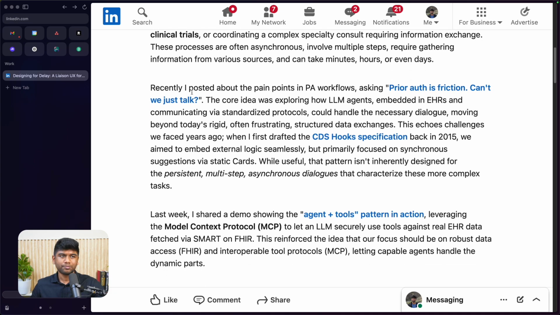Yeah. So recently, I talked about the pain points in prior auth workflows, asking: prior auth is friction, can't we just talk? The core idea was exploring how LLM agents embedded in EHRs and communicating via standardized protocols could handle the necessary dialogue, moving beyond today's rigid and often frustrating structured data exchanges. This echoes challenges we faced years ago when I first drafted the CDS Hooks spec, where we aimed to embed external logic seamlessly, but primarily focused on synchronous suggestions via static cards. While useful, that pattern isn't inherently designed for the persistent multi-step asynchronous dialogues that characterize these more complex tasks.